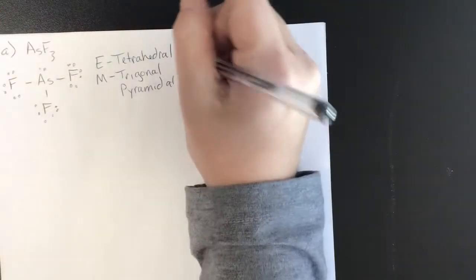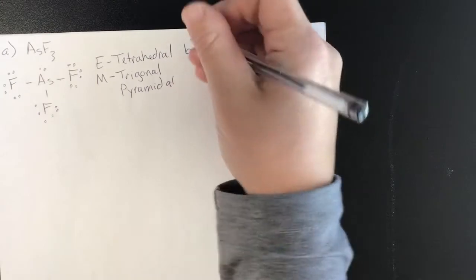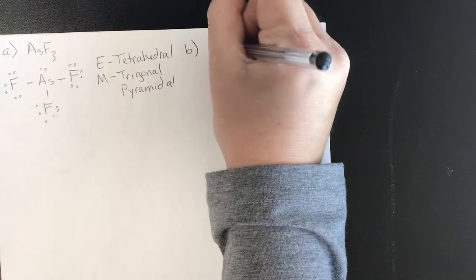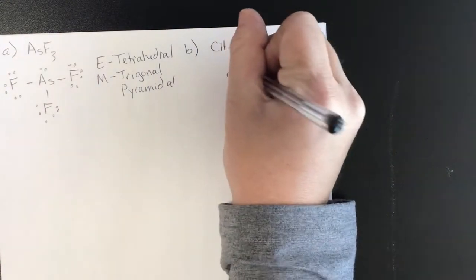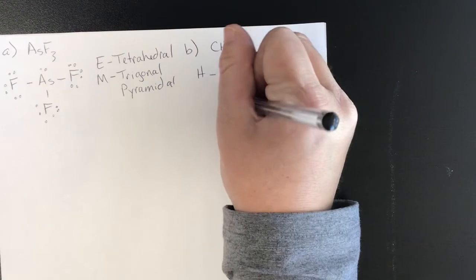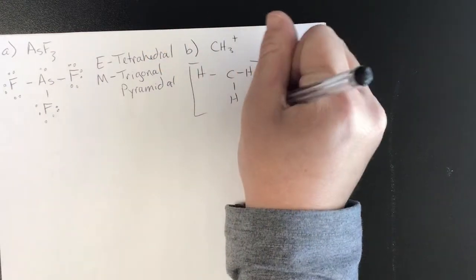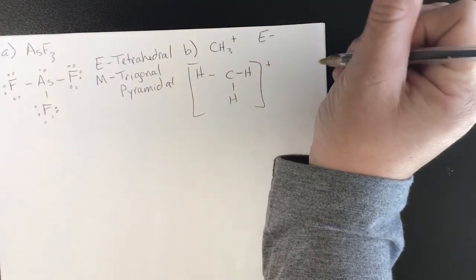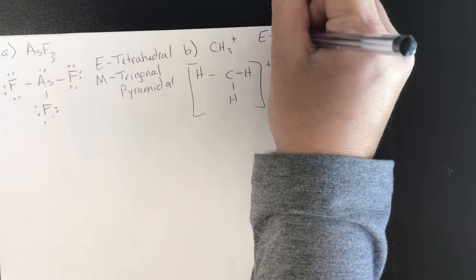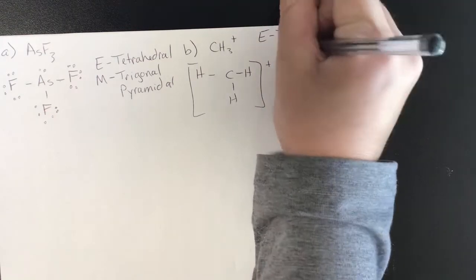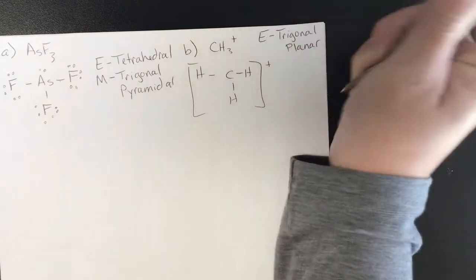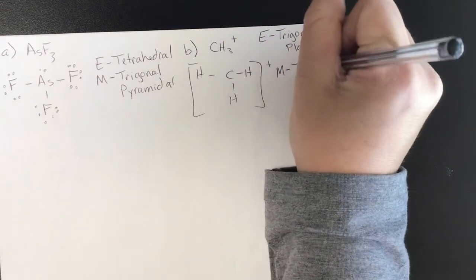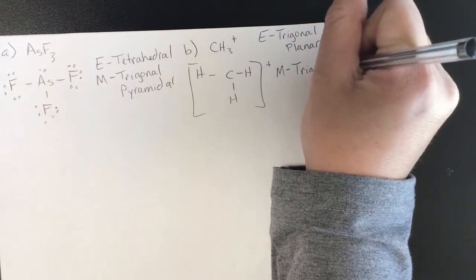Okay. And then B, we have CH3 plus. Okay, CH3 plus, so it's going to look like this. And then for our electron domain geometry, we have 3 domains around carbon, our central atom, so it's going to be trigonal planar for our electron domain geometry. And since all 3 domains are bonding domains, the molecular geometry is going to be exactly the same, trigonal planar.